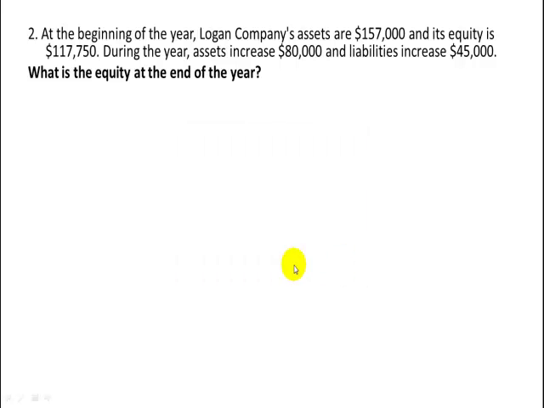Okay, once again, we're trying to keep this accounting equation in balance, so we're going to start with a basic accounting equation, plug in the things we know, and solve for this unknown, which would be what is the equity at the end of the year.